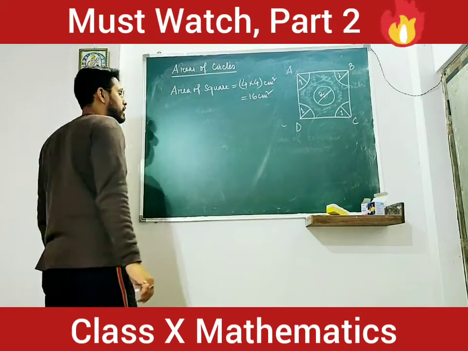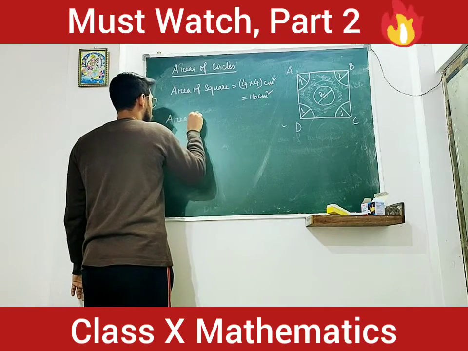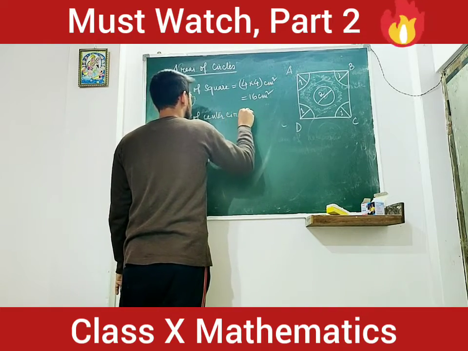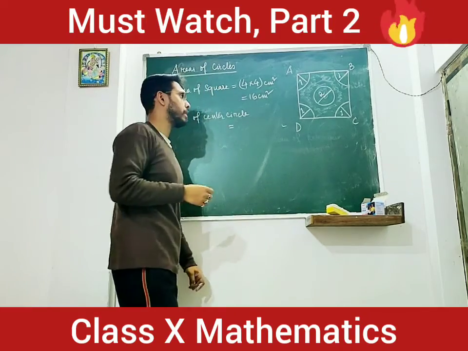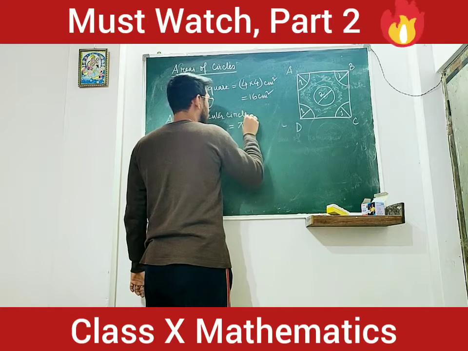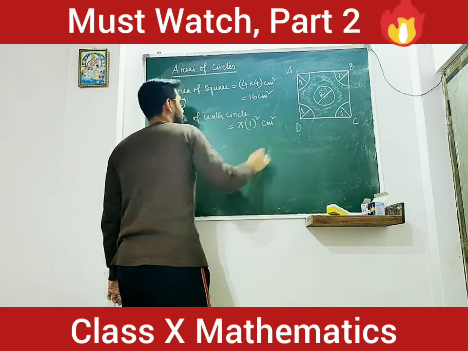So first of all, let us take the center circle. So area of center circle. What shall be the area? So the formula is pi r square, where r is going to be half of 2, which is 1. So it will be pi 1 square centimeter square. Let us keep it like this.